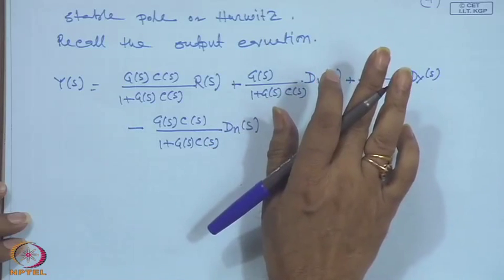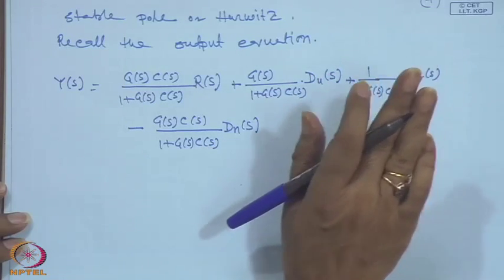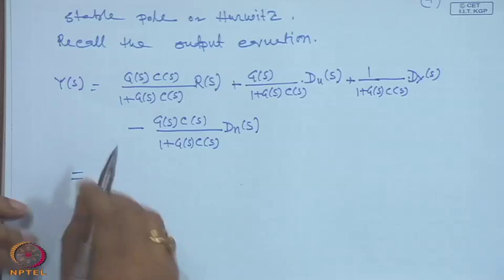Then our next job will be how we can minimize the effect of disturbances and noises at the output. That is our next target, how we will design a controller so that the effect of disturbance at the output will be minimized. So, let us rewrite this equation.